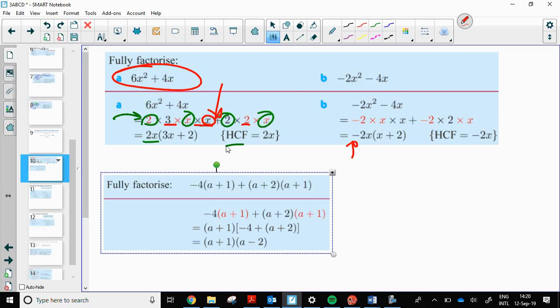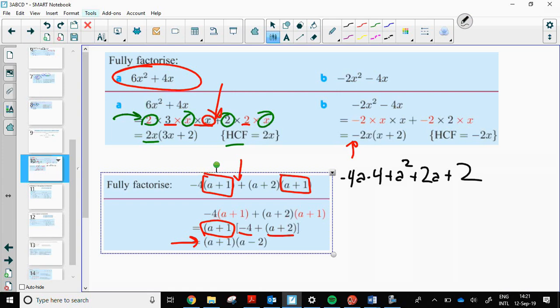This can also be a little more complicated. Down below, our common factor is actually a binomial itself. So we've got negative 4 times a plus 1 plus a plus 2 times a plus 1. Do you see how they both have an a plus 1? So if we recognize that, we can pull the a plus 1 out here. And what's left from the first term is just the negative 4 plus what's left from the second term is just the a plus 2. And then we combine like terms.